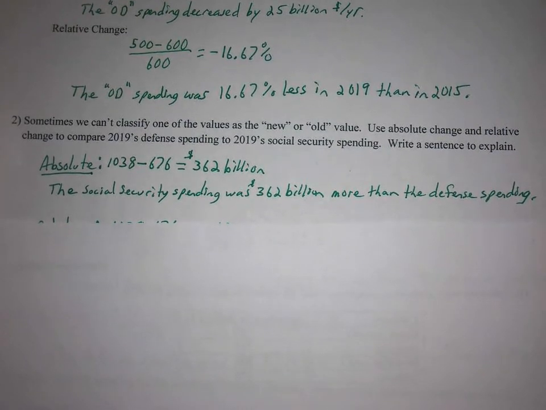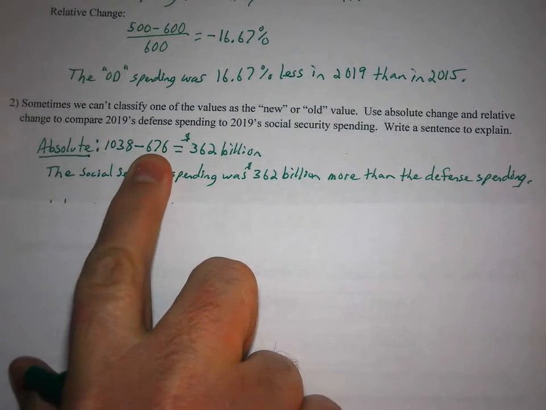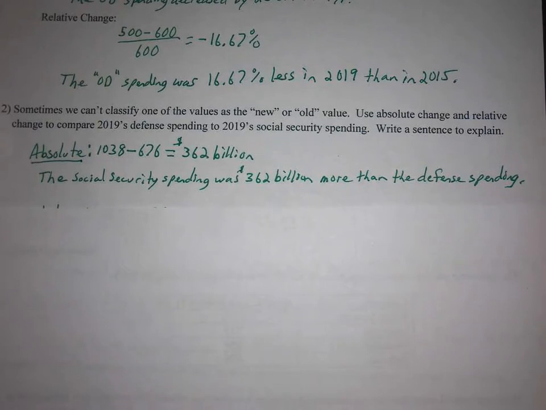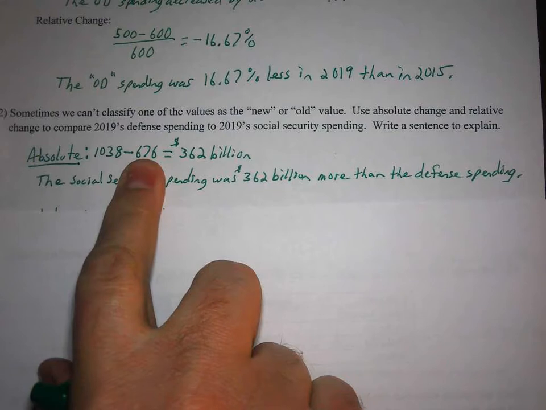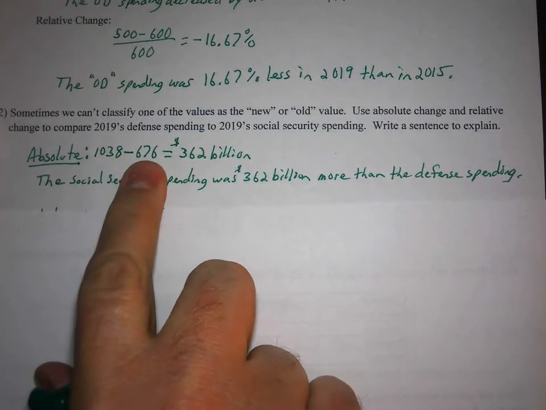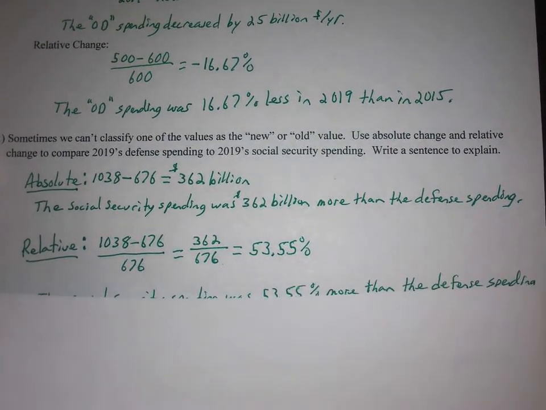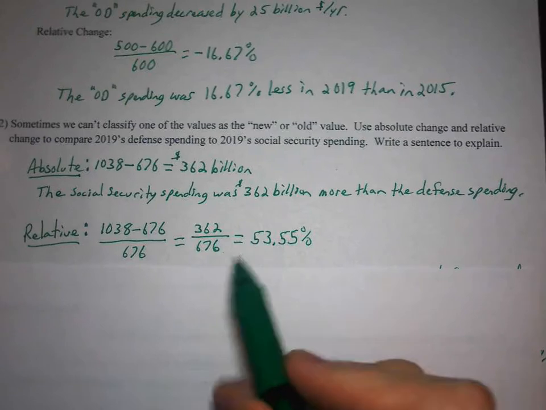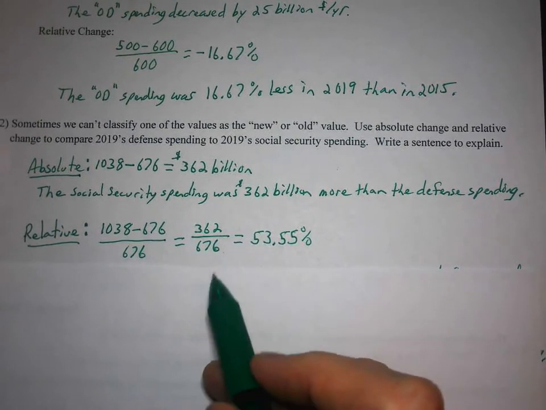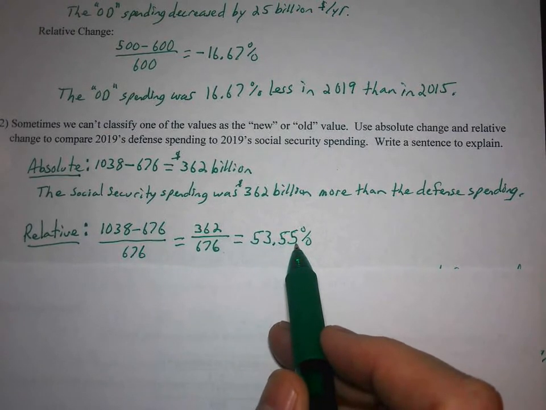Relative change. Okay, so think about with relative change, if we stay consistent here and do 1,038 minus 676, this is extremely essential to understand. When you find the relative change, what you divide by has to match up with the second number in your subtraction. So if you did 1,038 minus 676, you have to divide by 676. I'll explain the other way in a second if you did it backwards. So here you get 362 over 676. If you divide that, you get a decimal of 0.5355, which represents 53.55%.